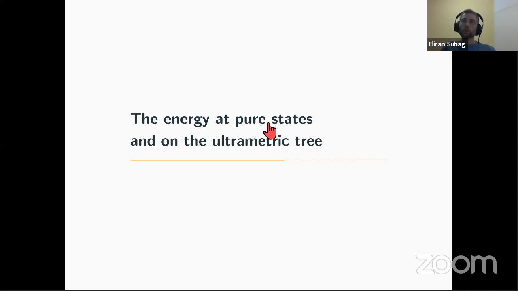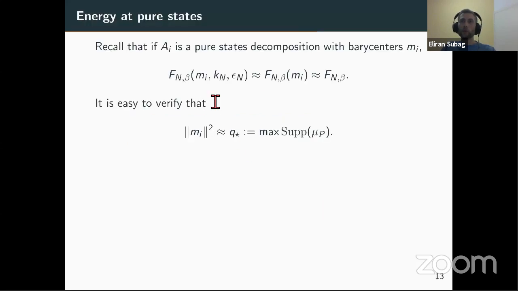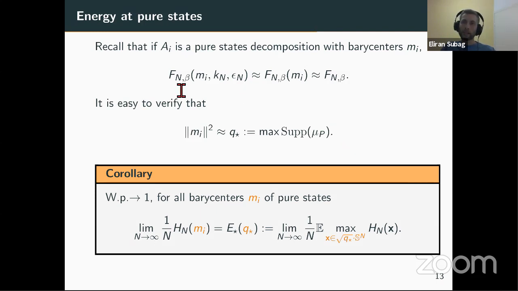Now I want to go back to talk about the pure states and the ultrametric tree. I'll explain what that means. Let me remind you how we motivated the definition of the free energies. We know that at barycenters, all free energies are approximately the same. And it's pretty immediate that asymptotically, the norm squared of the barycenters will be Q star, which is defined as the maximal point in the support of the Parisi measure. So from the characterization of such points, we know that the energy at the barycenters is the maximal energy on the sphere of radius square root of Q star. That's an immediate consequence about the energy at the barycenters.